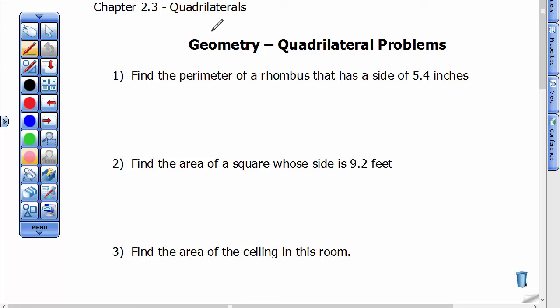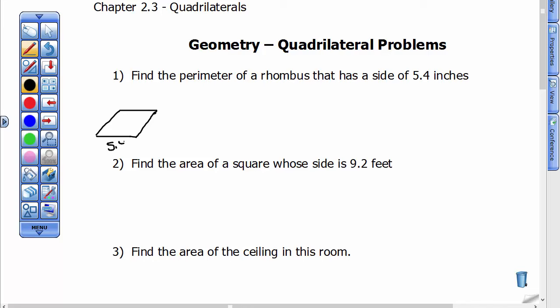Okay, let's use those formulas a little bit to find the perimeter and areas of some quadrilaterals. So my first question here asks you to find the perimeter of a rhombus whose side is 5.4 inches in length. I'm going to do my drawings fairly quickly this time. Remember, a rhombus is a parallelogram, but what's true about its sides? They're equal in length. So this is my example of a rhombus.